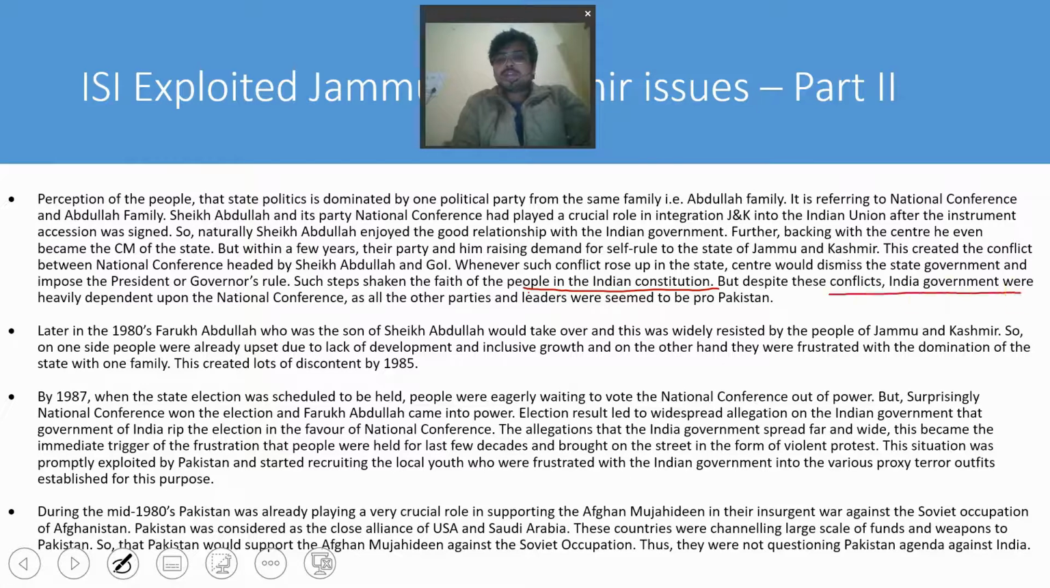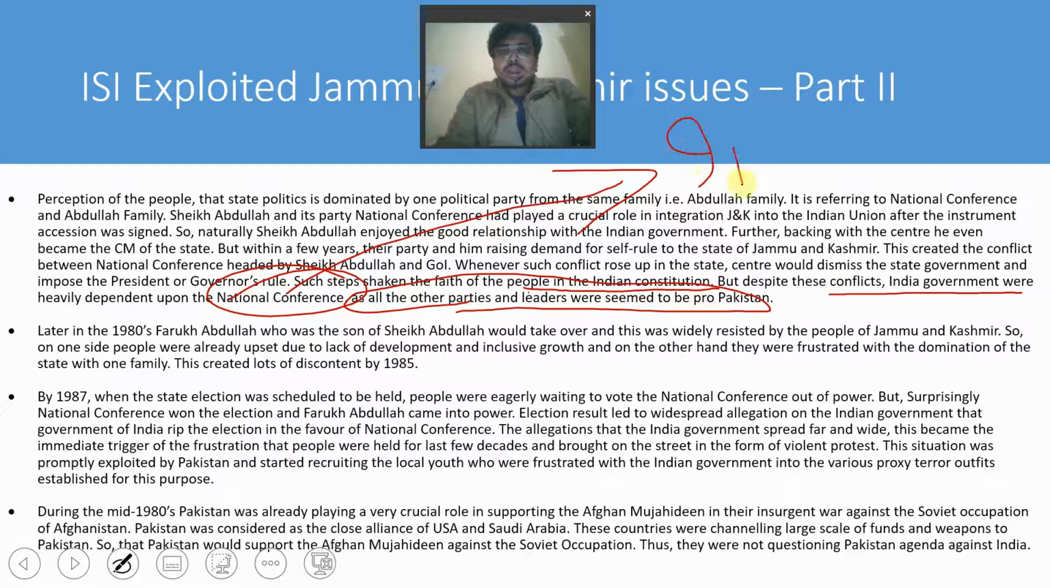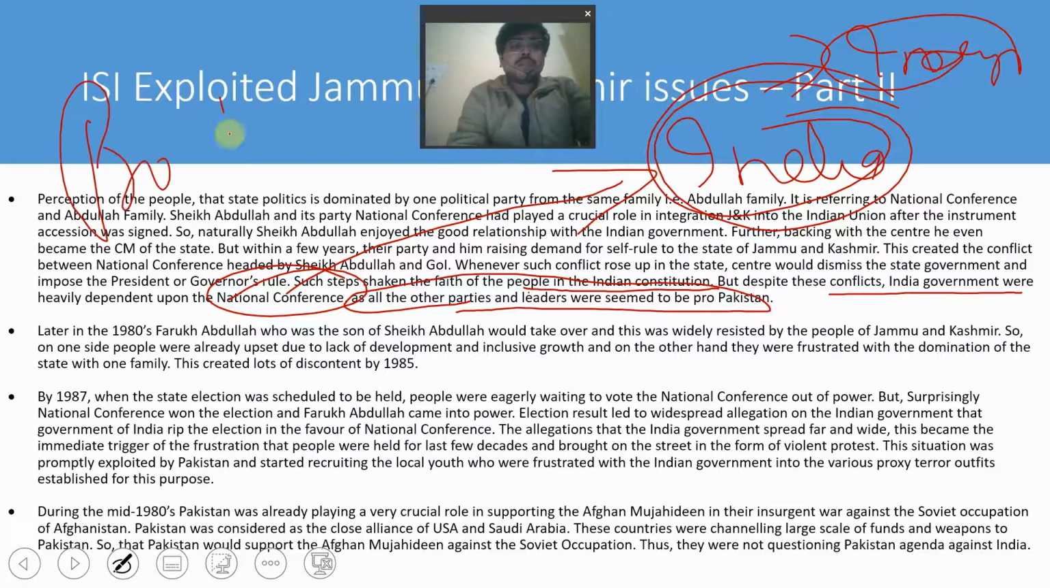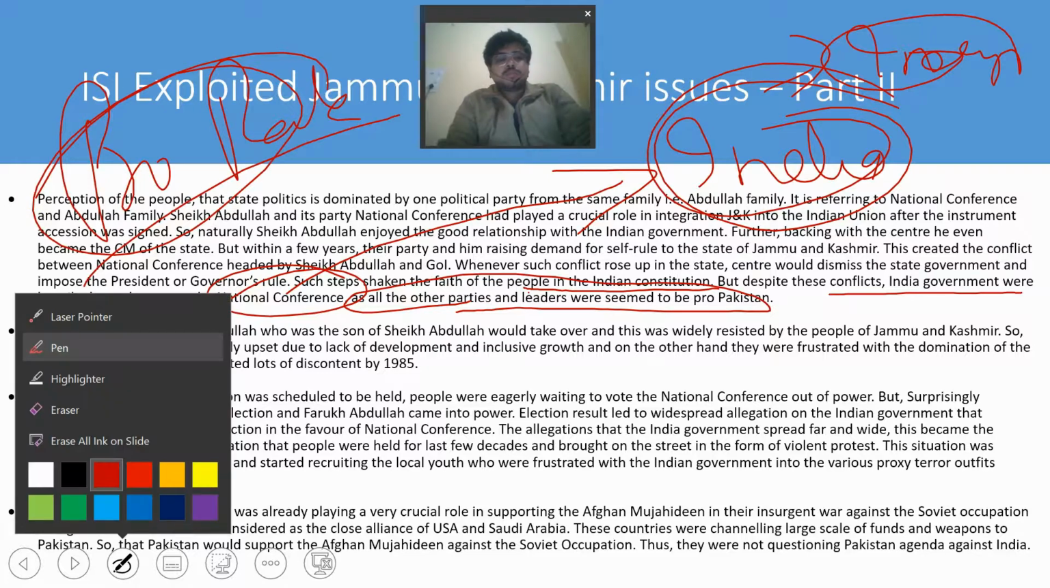But despite this conflict, the Indian government was heavily dependent upon the National Conference. These kinds of conflicts were happening, but despite that, the Indian government was dependent upon the Sheikh Abdullah family. All other party leaders seemed to be pro-Pakistan, while he was either in favor of India or of making an independent state. So only two options were with him. He was not in favor of going to Pakistan, but all the other leaders were pro-Pakistan. So that's why the Indian government always used to choose Sheikh Abdullah.